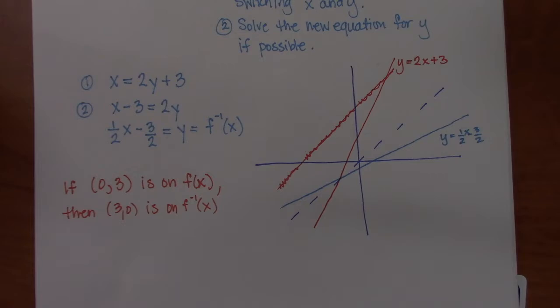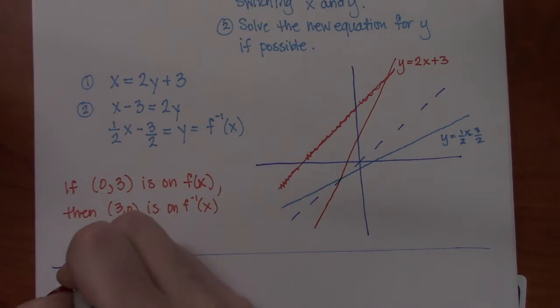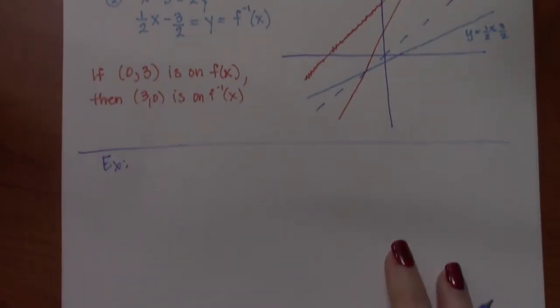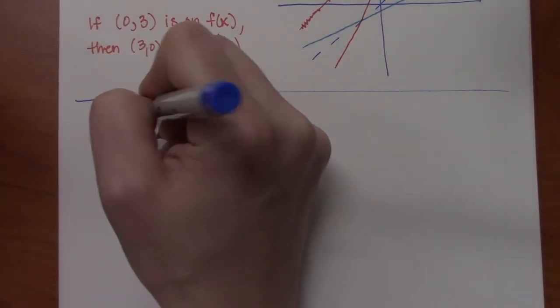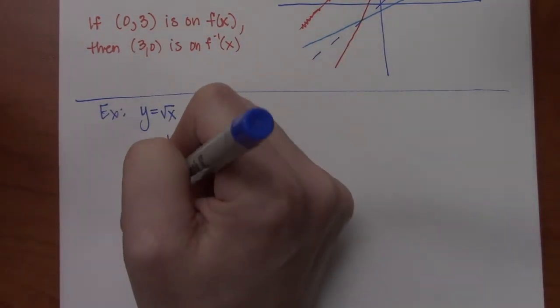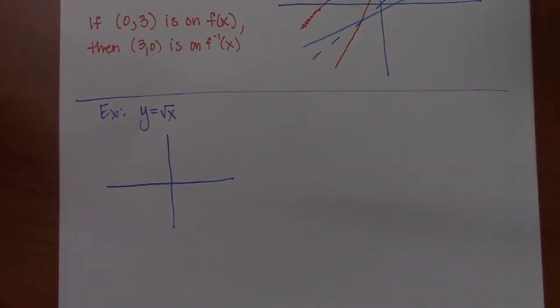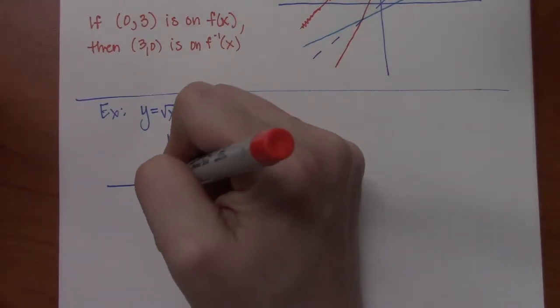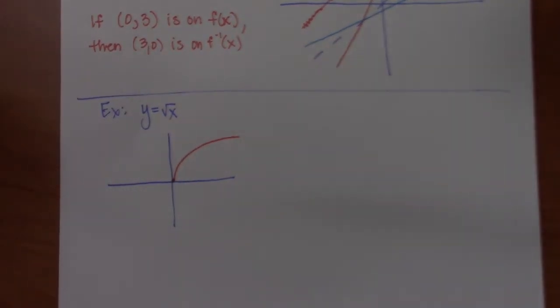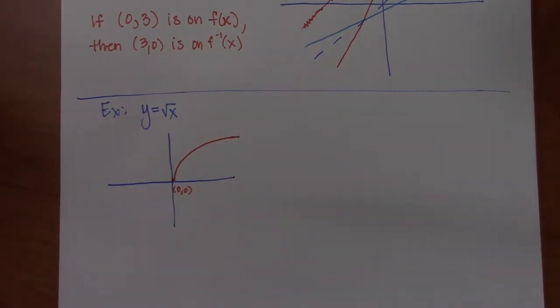So let's look at another one. So let's look at the function y equals the square root of x. So the graph of this guy looks like this. We've worked with this before. This was on our graphs you should know sheet. And we know that at the origin, that point is (0, 0), because the square root of 0 is 0.